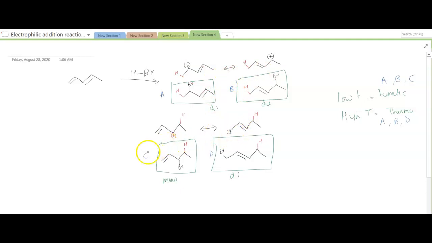Okay, so this concludes my discussion about the electrophilic addition reactions on conjugated dienes. Make sure you practice a few more examples from the textbook before you move on to the next section, which is our Diels-Alder reaction.